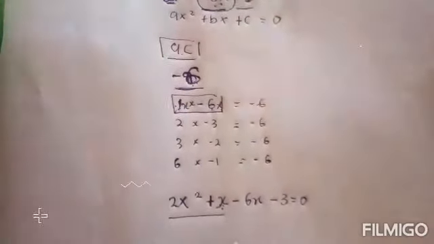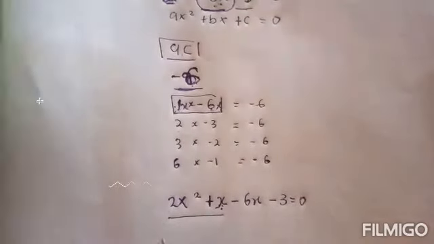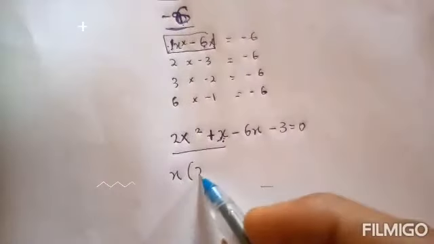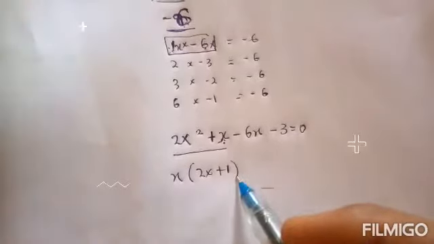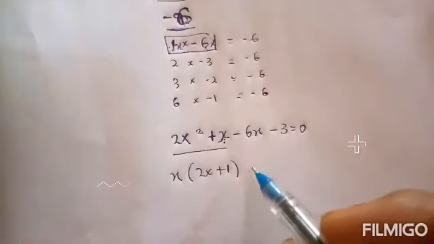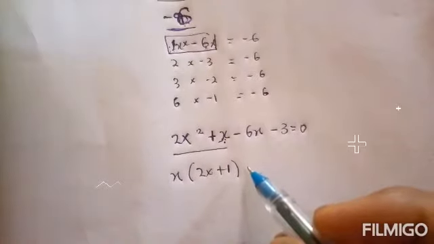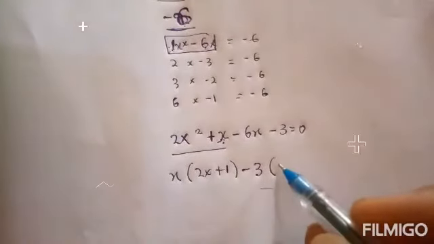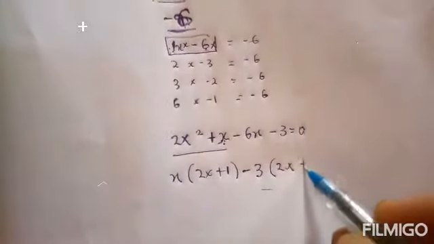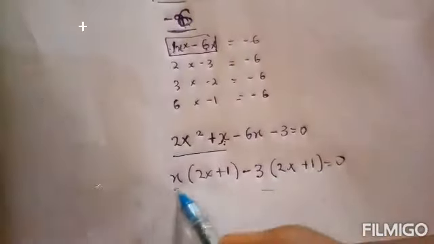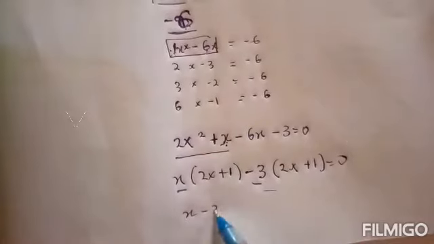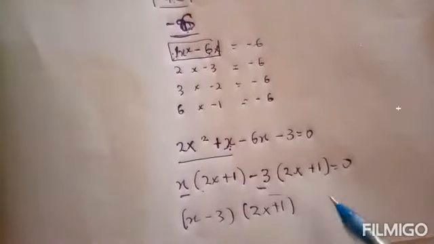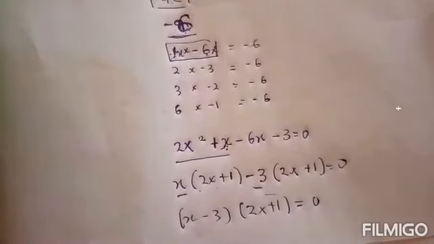You see that in this pair, you have a common term, which is x, right? You can factorize x out. So when you factorize x out over here, what do you get? You get x times 2x plus 1, right? And here too, you can factorize minus 3 out. So minus 3 times what will give you minus 6x? You get 2x, right? And then plus 1 is equal to 0. So you pick this one and this one. So it will be x minus 3 in a bracket, and then 2x plus 1 is equal to 0.